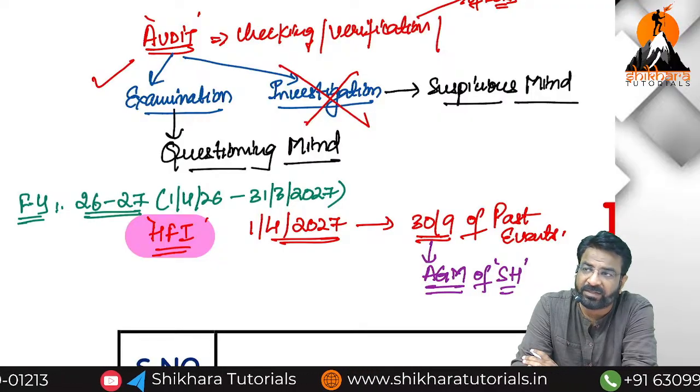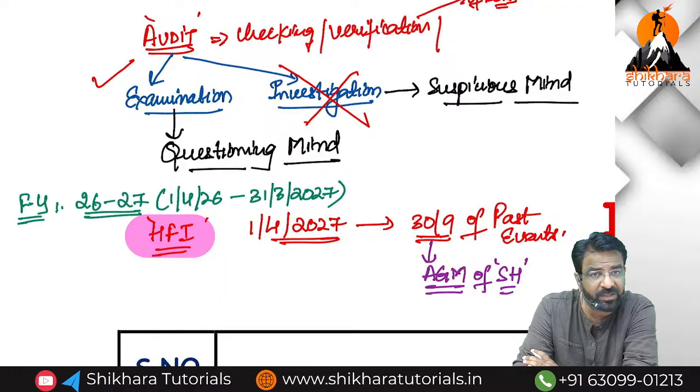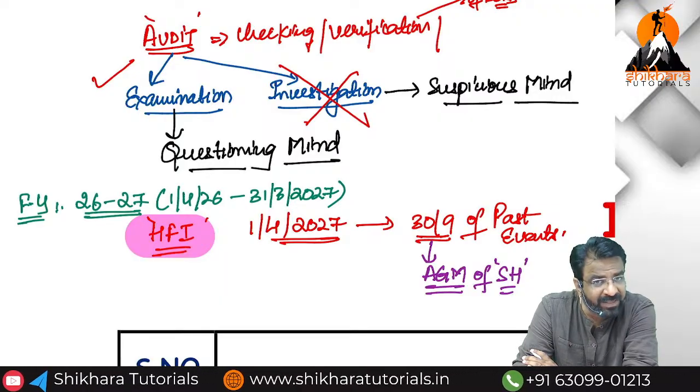Now tell me, right now in my office, which audits are going on? 25-26. Today in my office, which financial year audits are going on? And next year, same time?